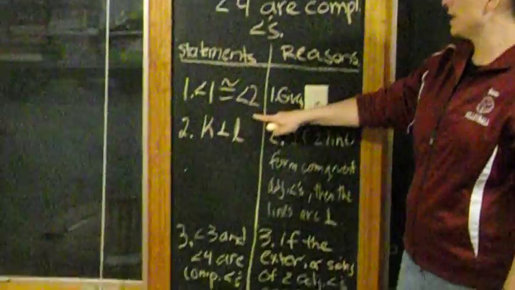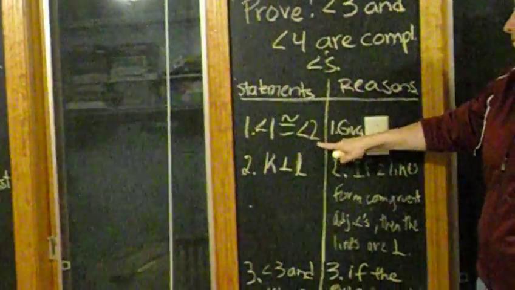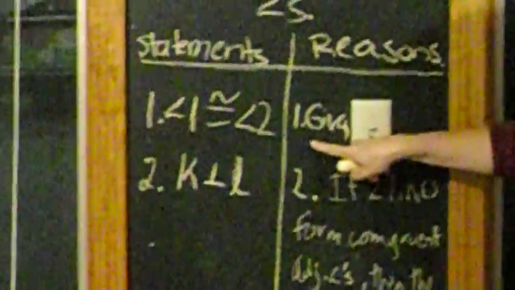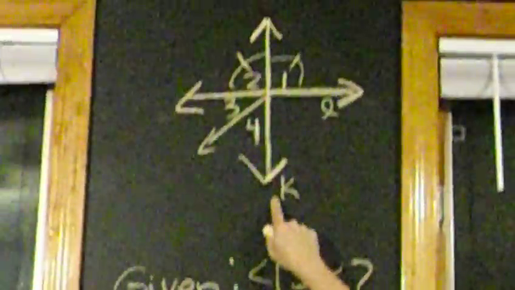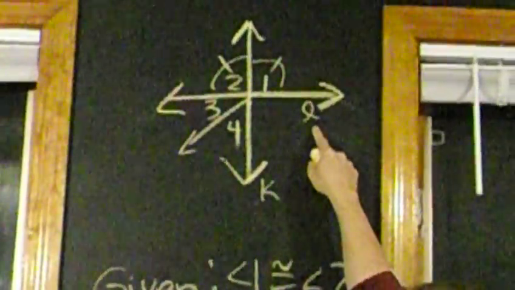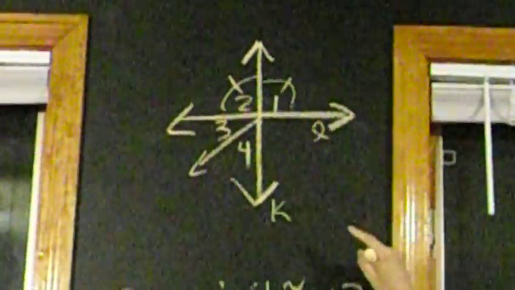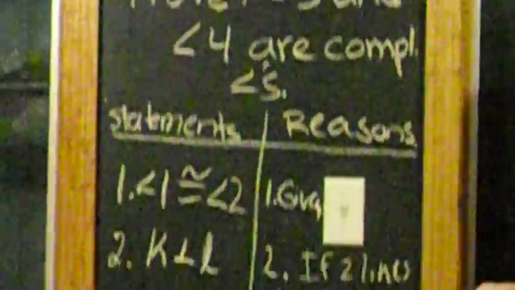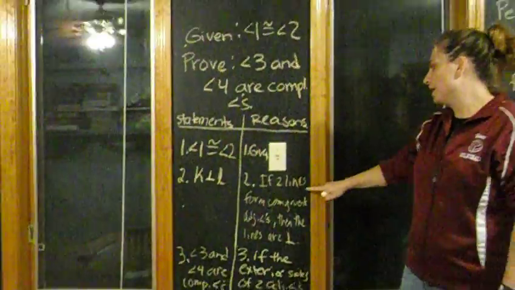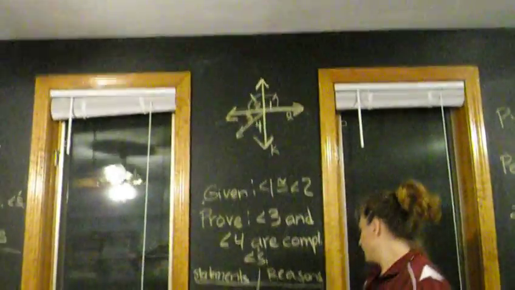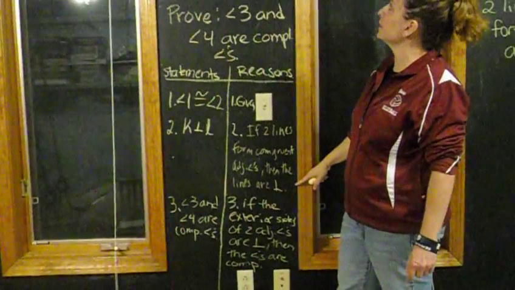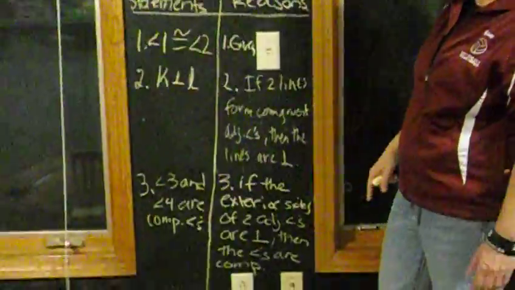This is in your book. Statement number 1 is the given: angle 1 is congruent to angle 2. Statement number 2 says K is perpendicular to L. So K here is perpendicular to L. The reason I know that is one of the theorems I already told you: if two lines form congruent adjacent angles, which these are, then the lines are perpendicular. Okay, so that makes sense.